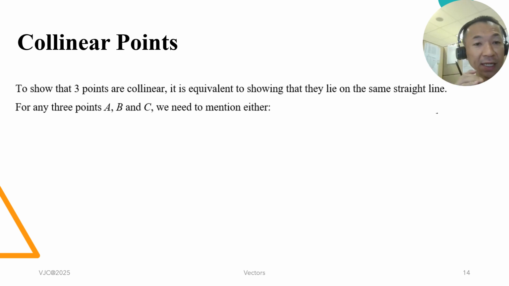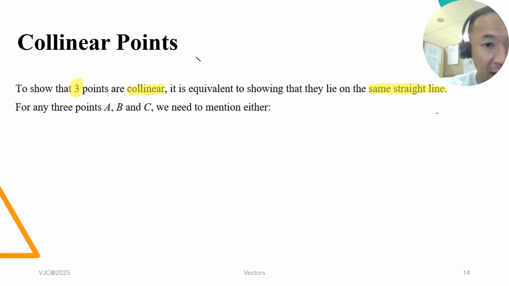Okay, now we're going to discuss collinear points. How do we show 3 points are collinear? Let me break up this word collinear. Basically, it's saying that they lie on the same straight line. If we say 3 points are collinear, we mean this.